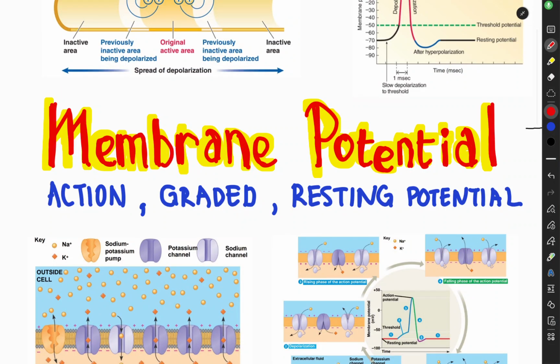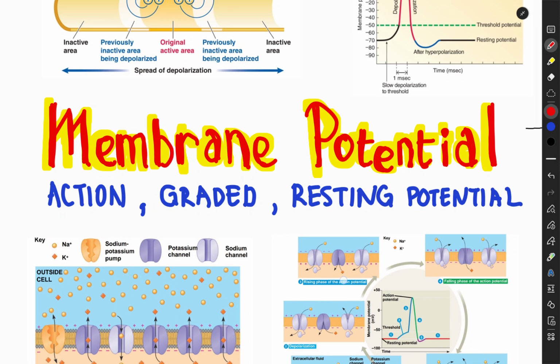Hi guys. Every thought you have, every muscle you move, and every heartbeat depends on one thing: electricity. But your body doesn't have copper wires. Instead, it uses your cell membrane as a battery. This is called membrane potential.